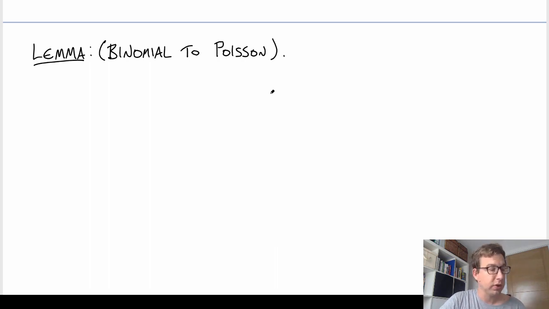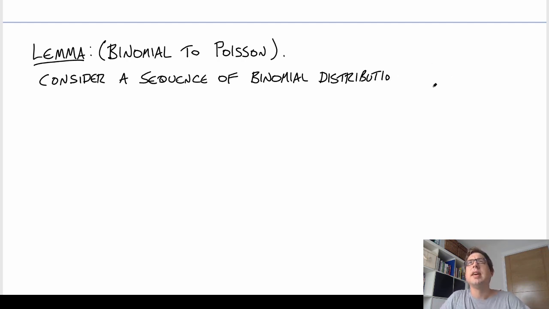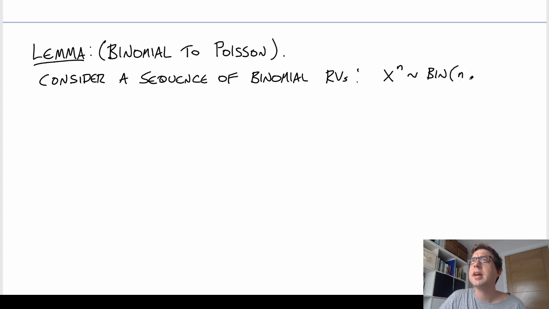In a little bit we'll cover the normal distribution, which is probably more important than the Poisson distribution, but is also an idealized limit of a binomial distribution. So anyway, consider a sequence of binomial random variables. In particular, I'm going to let x superscript n be a binomial distribution over n experiments where the probability of success of any individual experiment is lambda divided by n, where lambda is some positive number like before.